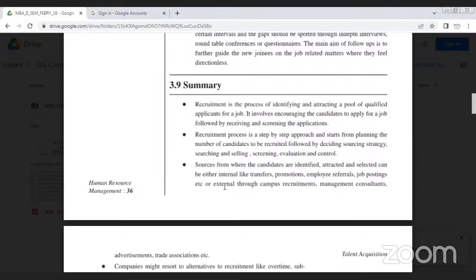Recruitment is the process of identifying and attracting a pool of qualified applicants for a job. It involves encouraging the candidates to apply for a job, followed by receiving and screening the applicants. The recruitment process is a step-by-step approach and starts from planning the number of candidates required, followed by deciding the sourcing strategy, searching and selling, screening, evaluation and control.